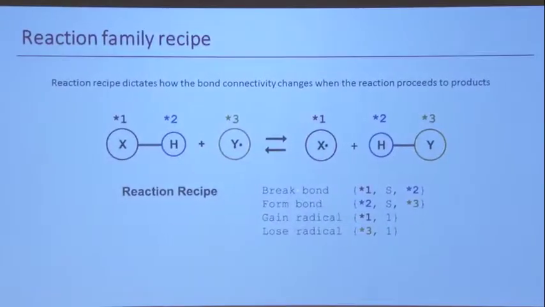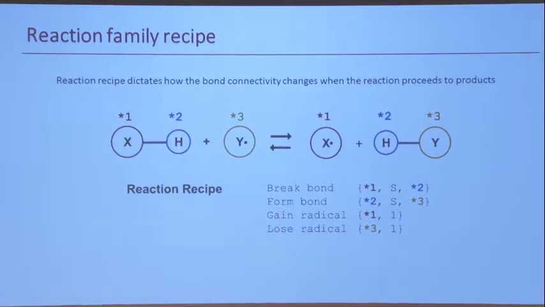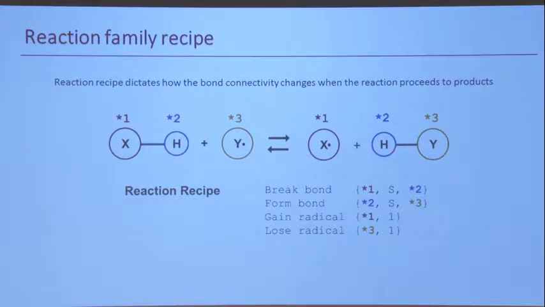And they each have a recipe, which basically says what bonds make and break. So it says if you want to do an H abstraction, you have to break a bond that includes an H. You have to form a bond that is the radical grabbing the H.